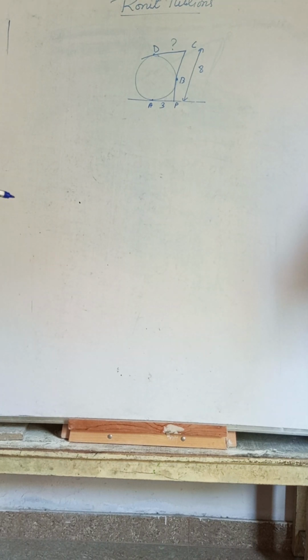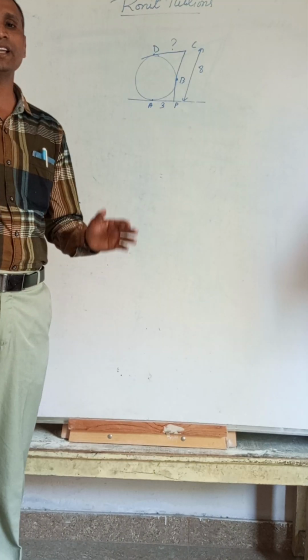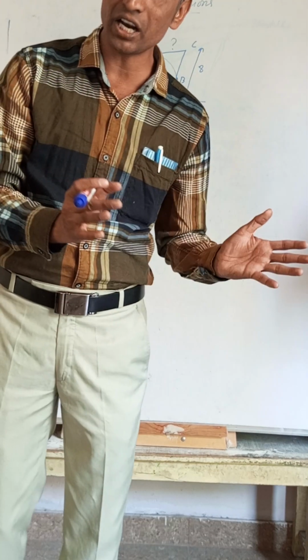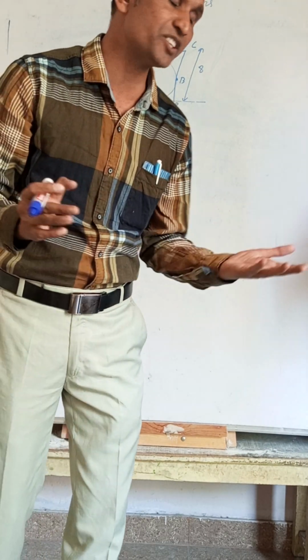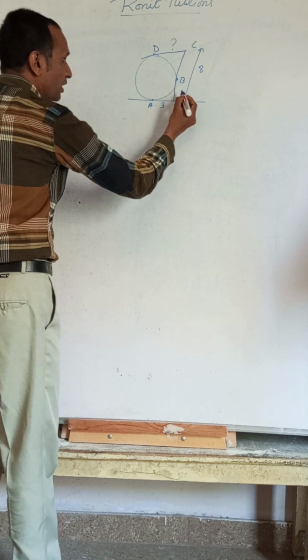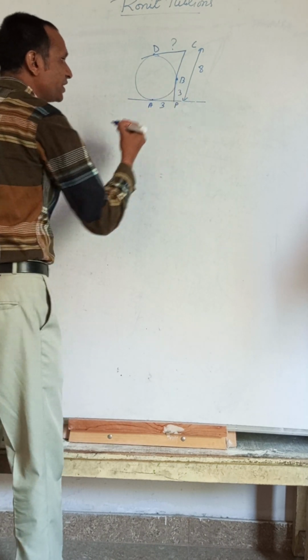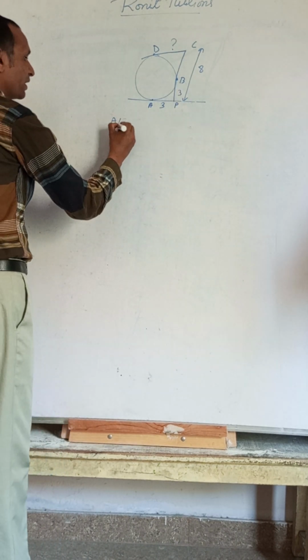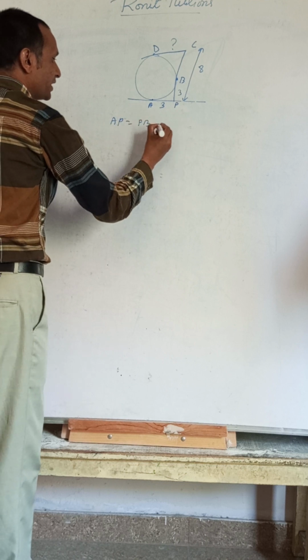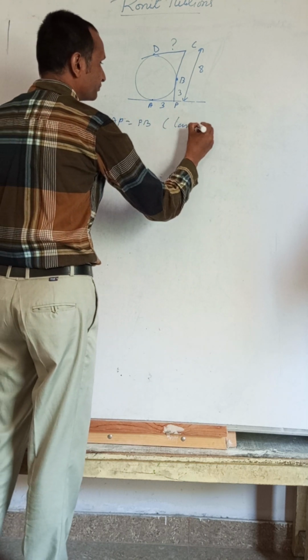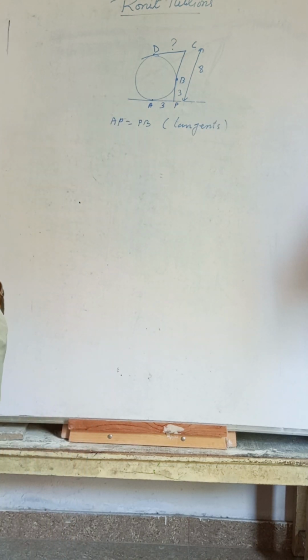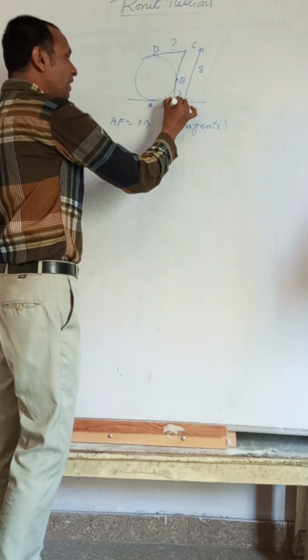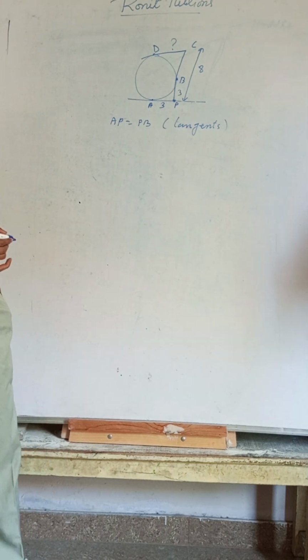To find the CD, what we have to do? You know, a tangent to a circle from an external point is always equal. This is 3 centimeter, which means PB will also be 3 centimeter, because AP is equal to PB, tangents to a circle from the external point. What is the external point here? The external point is P, so they are always equal.